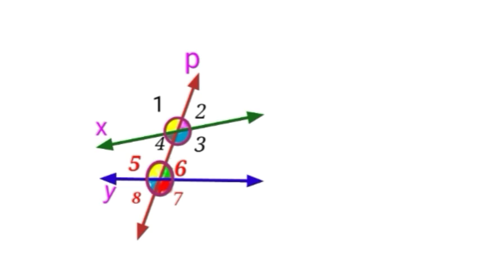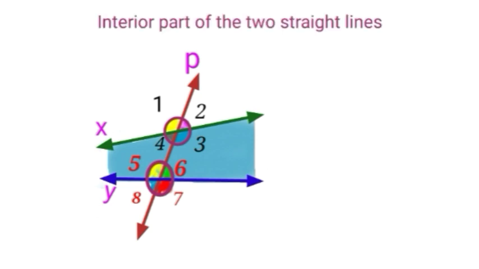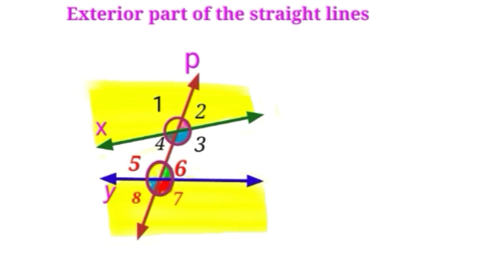Now, can you shade the region which lies in between the two straight lines x and y? Yes, this is the required shaded region which lies in between the two straight lines x and y. Therefore, this shaded region is called the interior part of the two straight lines. Then, can we name the part of the plane which does not lie in between the straight lines? This is called the exterior part of the straight lines.